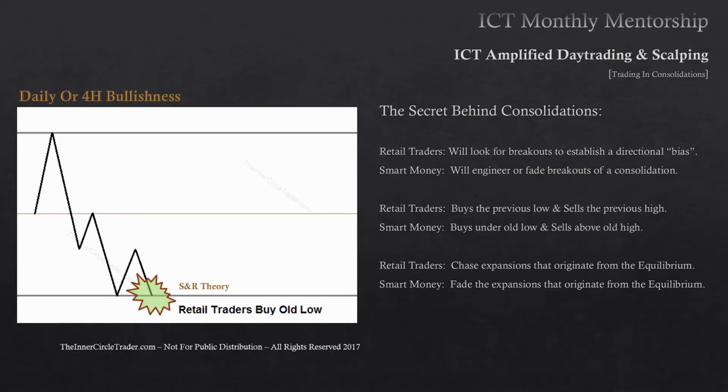And then when we get the opposite, when price trades down below the previous low outside of the consolidation, that's where we're looking to be a buyer, and we're buying up those sell stops when, again, the daily and/or 4-hour is in a bullish order flow. That creates our low risk, high probability entry.